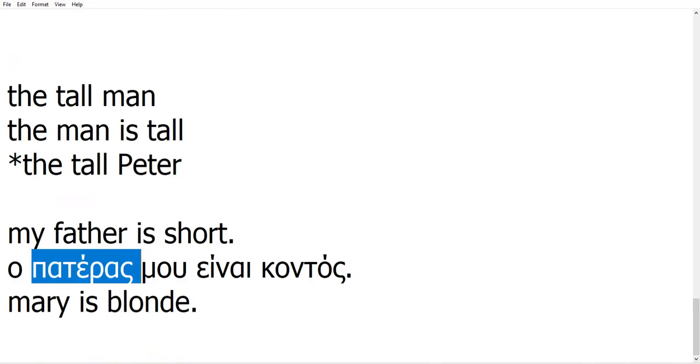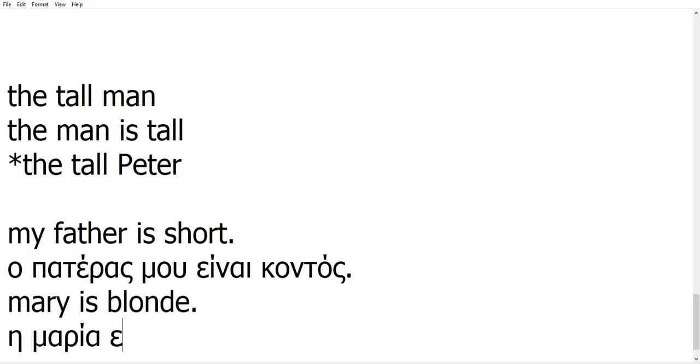And here, η Μαρία είναι ξανθιά. Okay, here it's a different story because with feminine words, nominative and accusative are the same, so we don't have this problem. But still, it's important that the gender matches. So η Μαρία ξανθιά. Okay, and that's it.